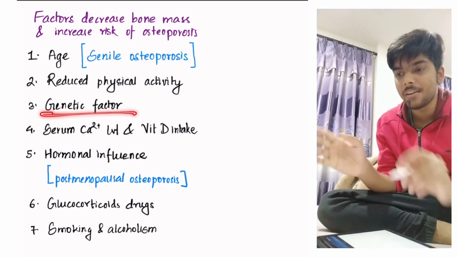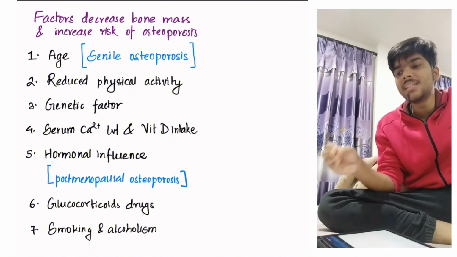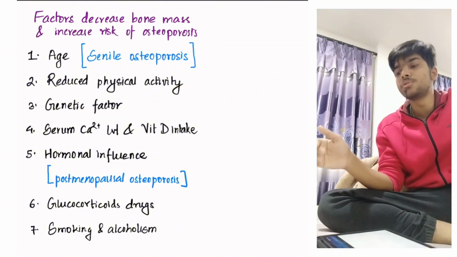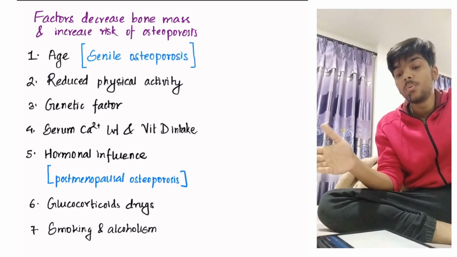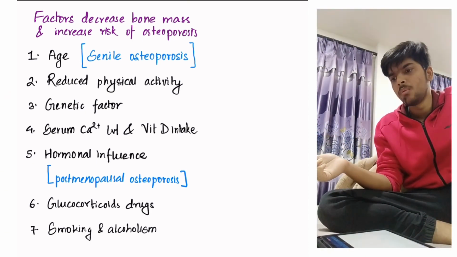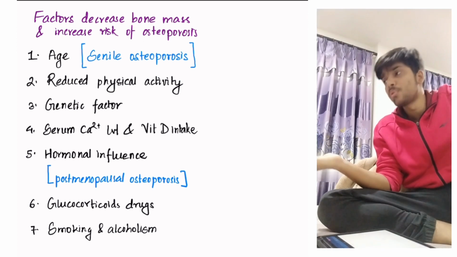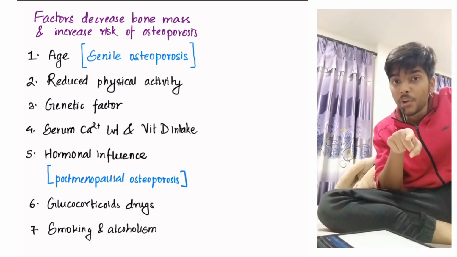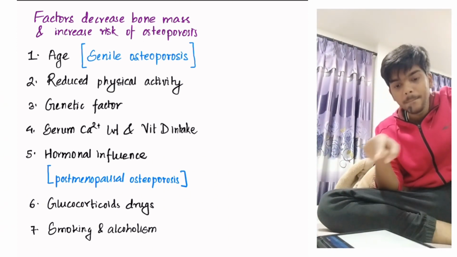Third factor is genetic factor. So mutations in genes that code for RANKL or osteoprotegerin might occur, which might lead to osteoporosis. What's RANKL? What's osteoprotegerin? To learn that, you have to watch my video on bone remodeling.